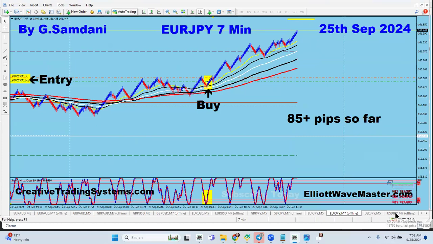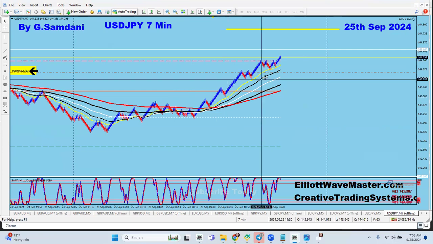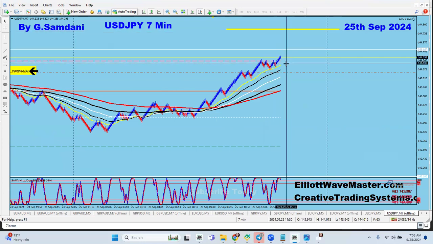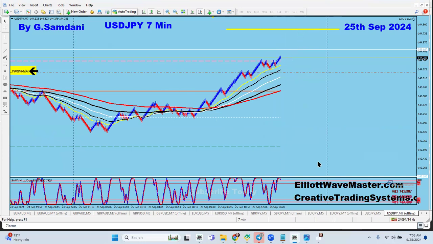Another one which was a very late entry is this one. The entry should have been this one, right? But I didn't see it. I was busy making video, so it went up. So here I made the entry, it went up, it came down, and then nicely went to the upside. The target for this one is this. My entry is so late, but still you can see that if it goes there to my target, it's going to be an 85 pip trade, not bad, right?